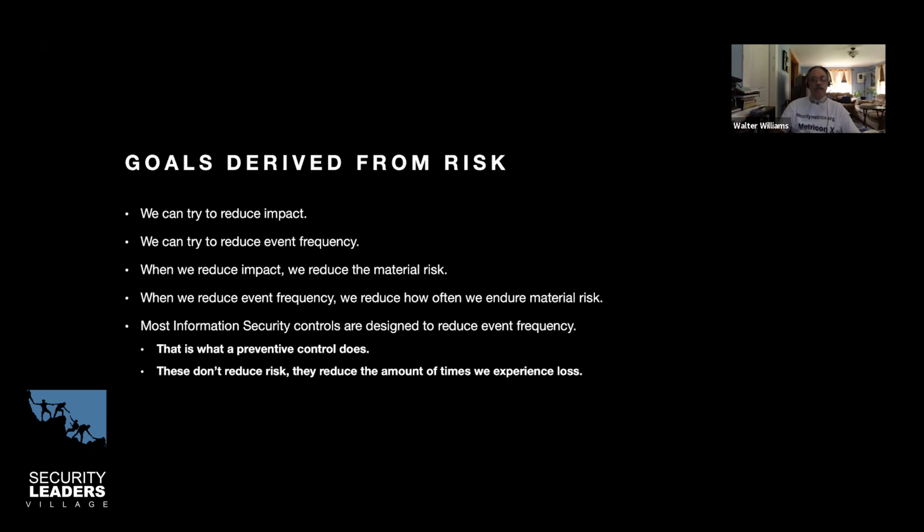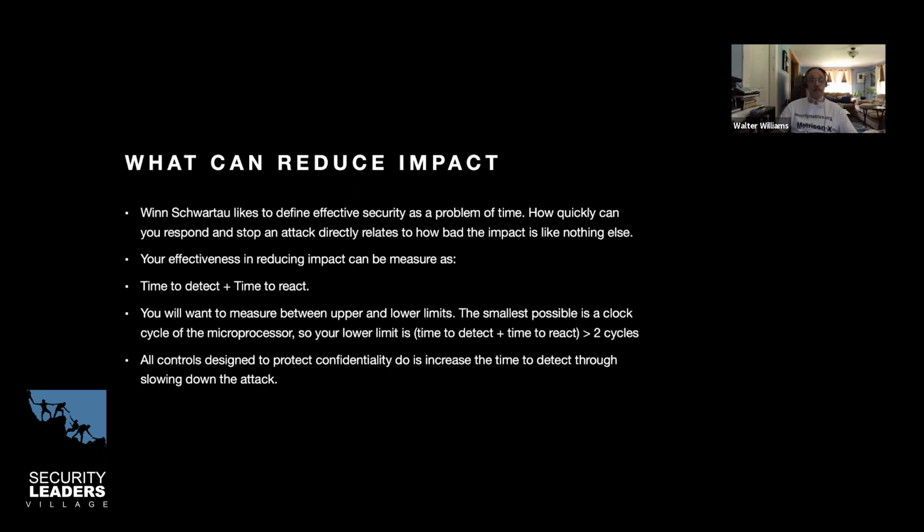In order to know if you're being effective, you have to have goals. So one goal can be to reduce impact. One goal can be to reduce event frequency. One goal can be to be completely deployed. Now, when you're reducing impact, you're actually reducing the material risk. When you reduce event frequency, you're reducing how often you experience material risk. And most of our controls are designed around reducing how often things happen, not how impactful they are. That, after all, is what a preventative control does. So they're not really reducing risk. They're reducing the amount of times we experience it. And it's important to understand that.